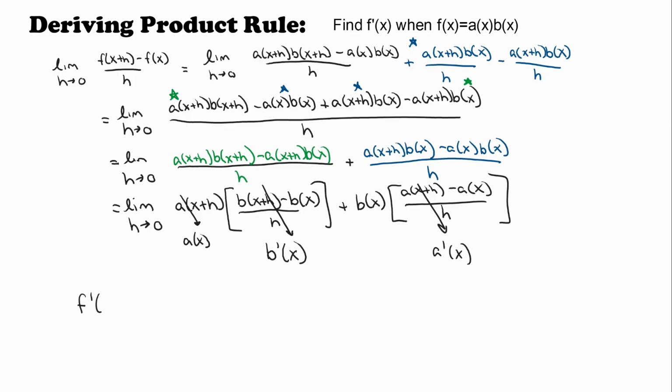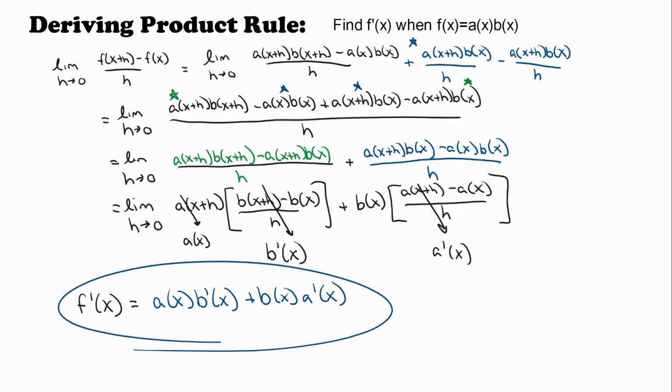So the derivative of our function with respect to two product functions is just going to be a of x multiplied by b prime of x, or the derivative of b, plus b of x multiplied by the derivative of a with respect to x. And this is known as the product rule.